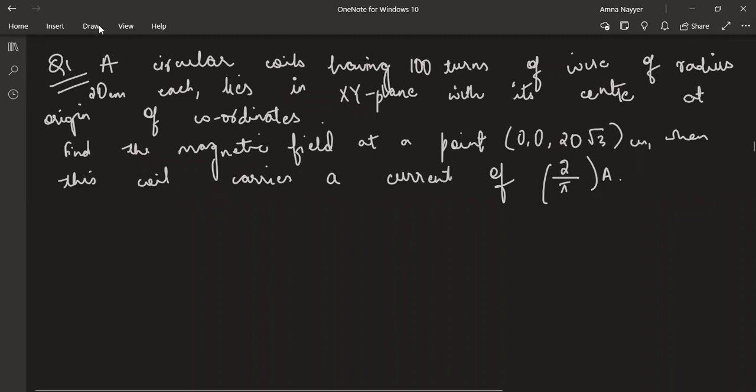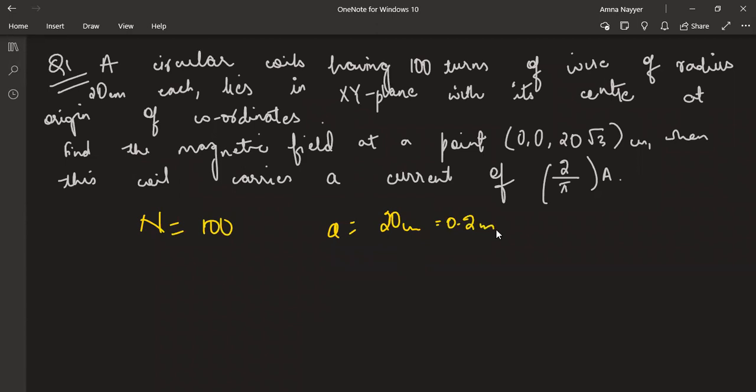See class, the solution for this question. Number of turns are 100 here. A is how much? 20 centimeters, right? So let's convert it directly here only. That will become 0.2 meters.